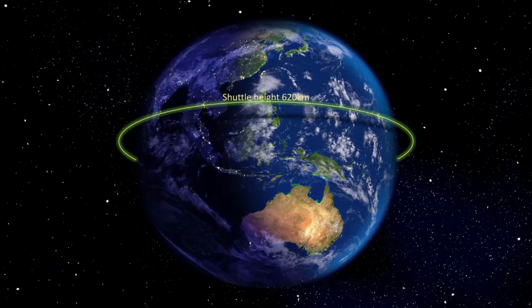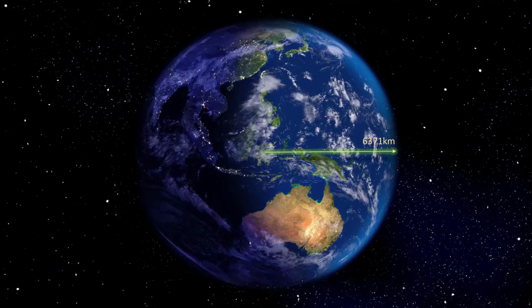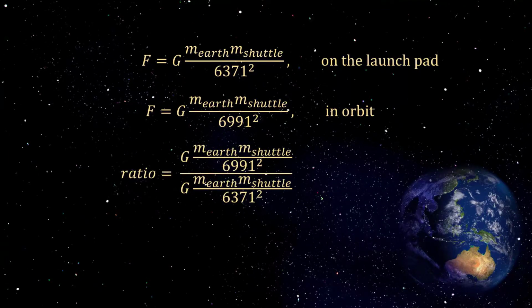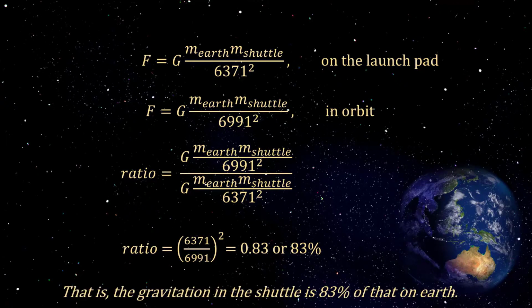The shuttle is a maximum of only 620 kilometres high. The radius of the Earth is 6,371 kilometres, and the shuttle is 620 kilometres above that. Using Newton's law of universal gravitation, we can find the gravitational force in each case, the shuttle on Earth and the shuttle in space. This shows the gravitation in the shuttle is 83% of that on Earth. This means that neither the astronaut nor the shuttle is free from gravitational attraction, not by a long shot.